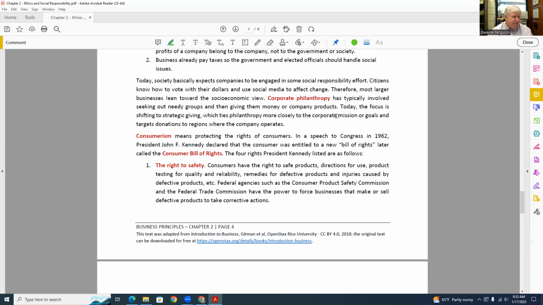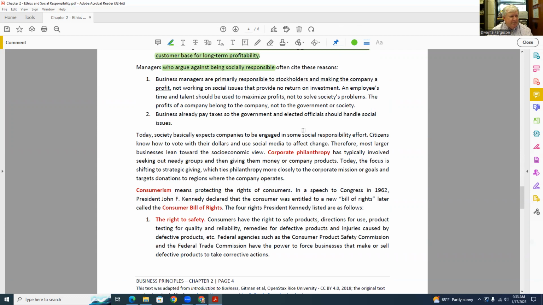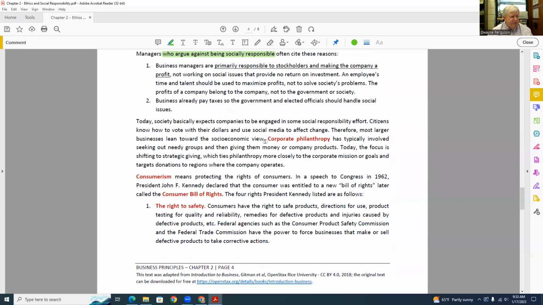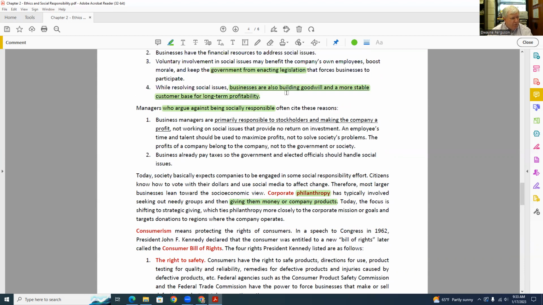Philanthropy is a part of social responsibility. But I'm not talking about usually giving money, but that is a part of it. Usually when I'm talking about social responsibility, I'm talking about finding ways to be involved in your community to protect people and the environment, and not so much giving money, although that is part of it. So philanthropy, seeking out needy groups and then giving them money or company product, can achieve the same goal of providing goodwill and long-term profitability.